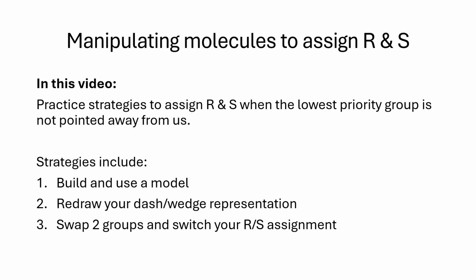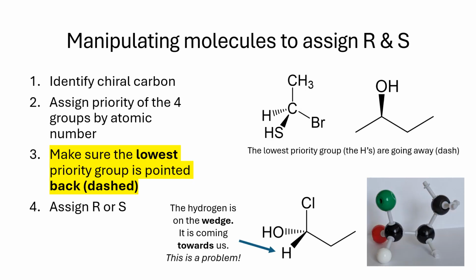So I've got 3 strategies listed here, and I'm going to walk through them one by one, and then I'll make another video that does a little more practice with that. So this isn't repeating the problem. The crux of the problem is that in all the examples in the previous video, the lowest priority group, the hydrogen usually, was going away from us, and that is necessary when assigning configuration.